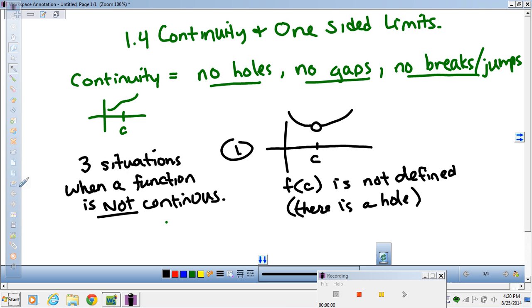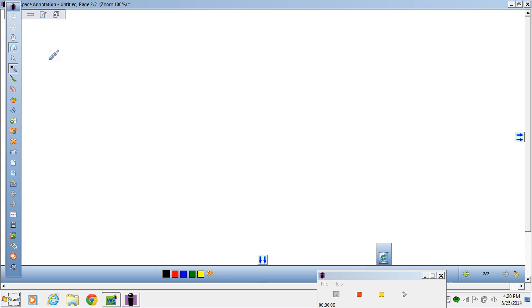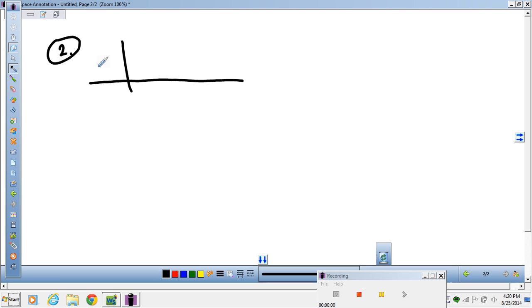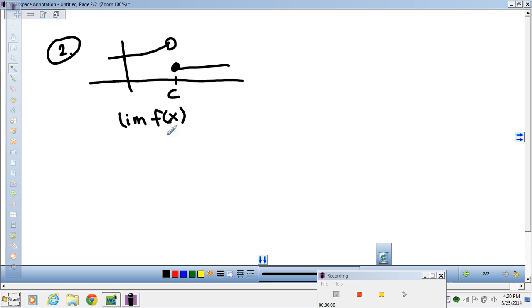Alright, the second situation, number 2, is when the limit does not exist. So when does the limit not exist? Usually when we have a break at c. So if the limit of f of x as x approaches c does not exist, then my function is not continuous.